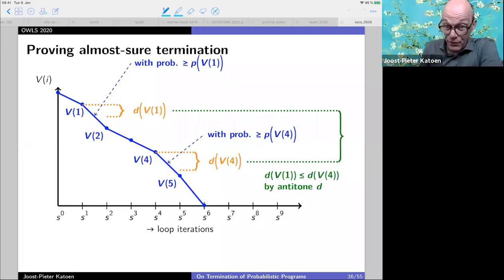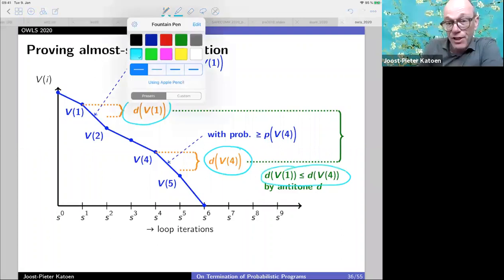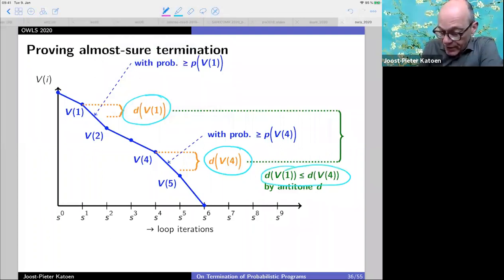Remember that these functions are antitone. What does that mean? Compare this value to this value. Because the function is antitone, we have this relationship: this value here is at least the value that we have here. So the lower bound on the decrease is increasing while we look at loop iterations further on.